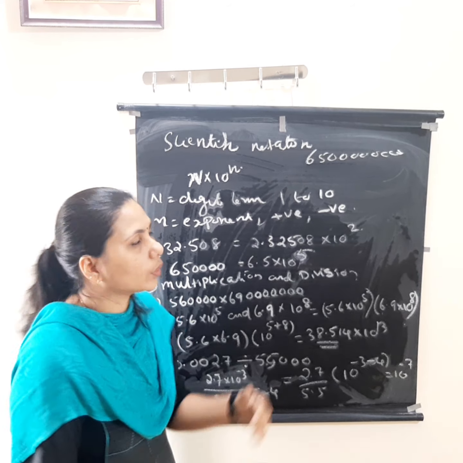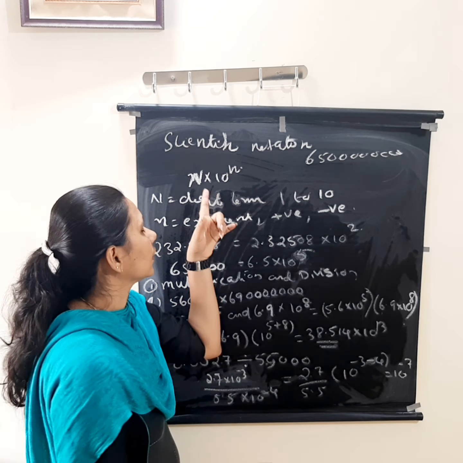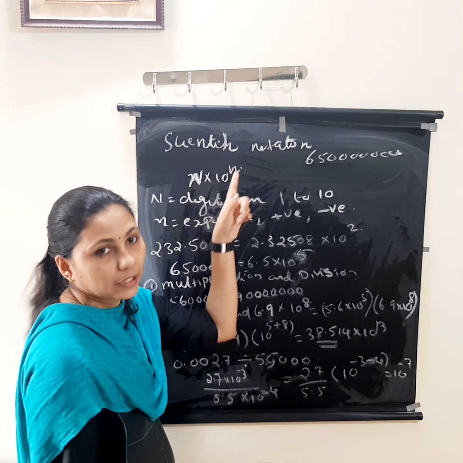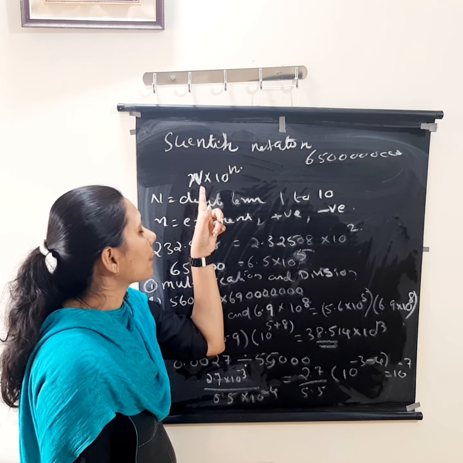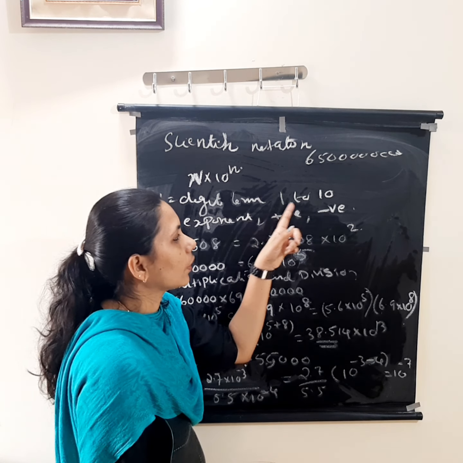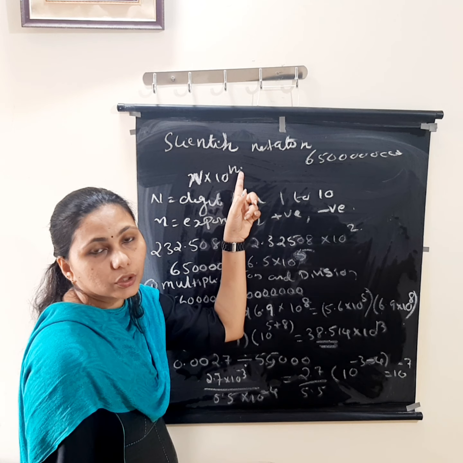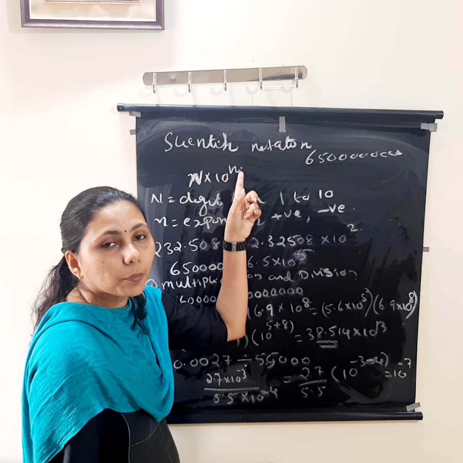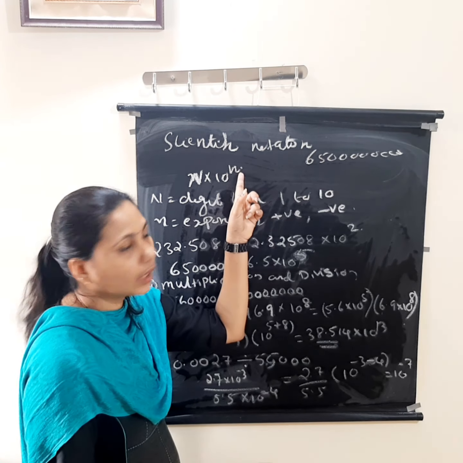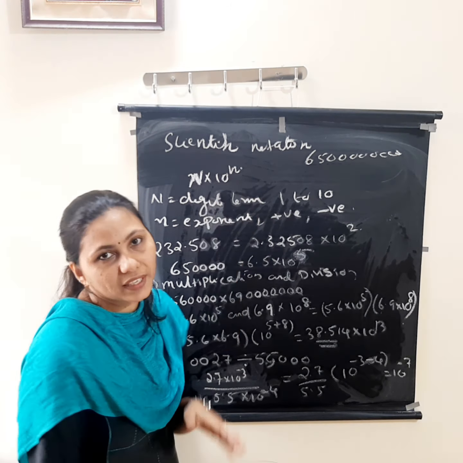So in this type of notation, how we can represent a number is N into 10 raised to n. Here capital N equals the digit term and it varies between 1 to 10, into 10 raised to small n, which equals the exponent term. It may be positive or negative. So capital N is the digit term and small n is the exponent term.